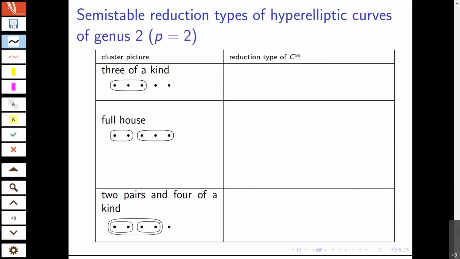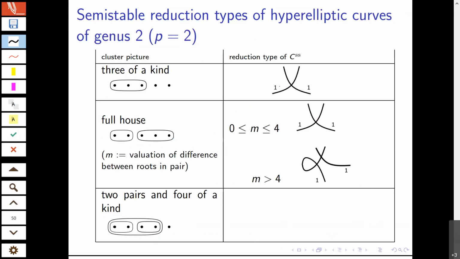Let's move on to 3 of a kind. Exactly the same thing happens as when the residue characteristic is not 2, except that the thickness of this node will be greater. But that's a more minor point. Full house, pretty straightforward, always 2 components. And one of them has a node if and only if the p-adic distance between these 2 roots is greater than 4. And then finally, the only case where we haven't completely figured out all the subcases, but let's just say that if everything is p-adically close enough to each other, you get the same picture of 2 genus 0 lines intersecting in 3 nodes that we got when residue characteristic was not 2.